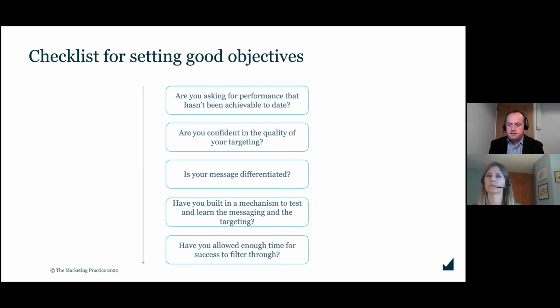And the final piece is, we all know that patience is a virtue. Have you allowed enough time to see the success filter through? Because if you haven't, then your objectives are going to fail right from the outset. You have to understand how long these things take, and ultimately you have to be in a position to be patient and make sure that you've given it enough time.